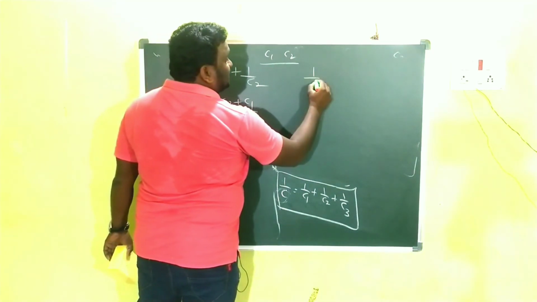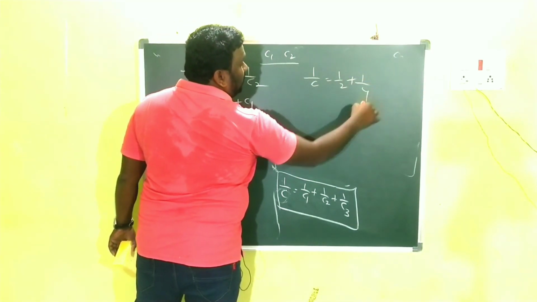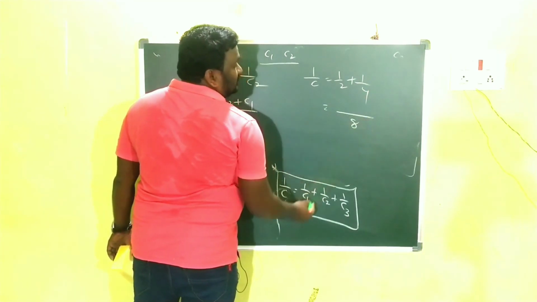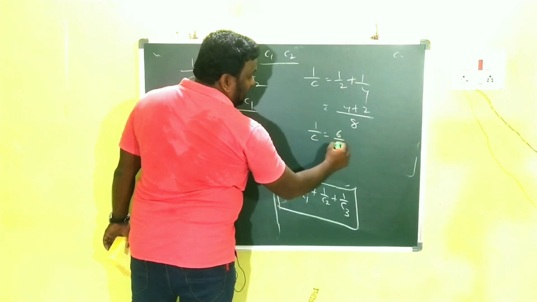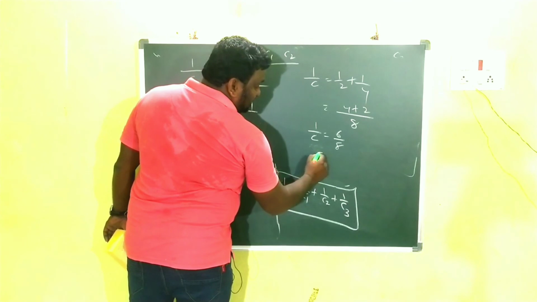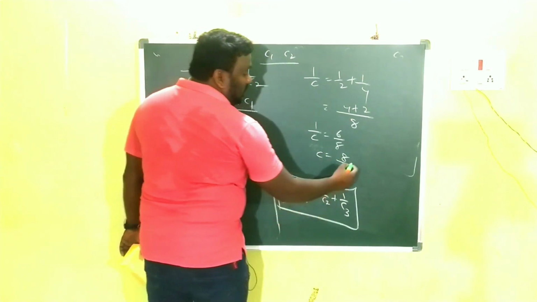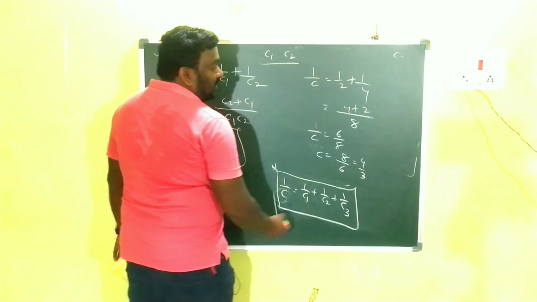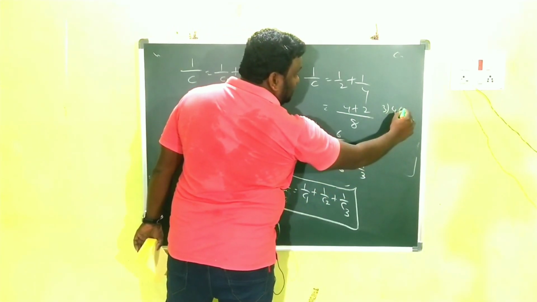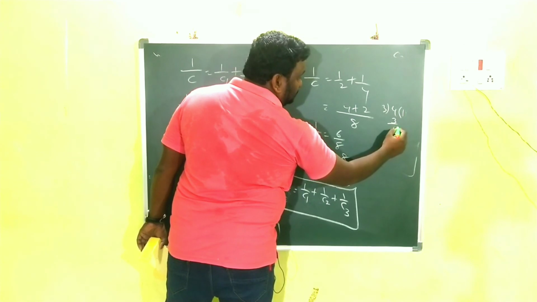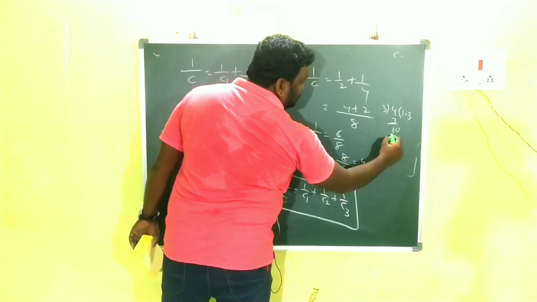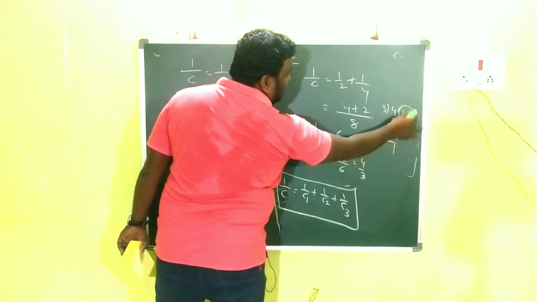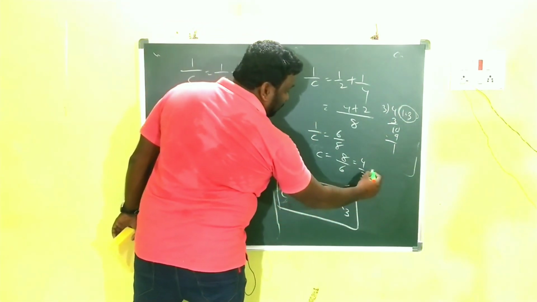Simply, here 1 by C is equal to 1 by 2 plus 1 by 4. The LCM is 8. Then 4 plus 2, so 1 by C is equal to 6 by 8. Then C is equal to 8 by 6, which is 4 by 3. 4 by 3 means 1.33 here.